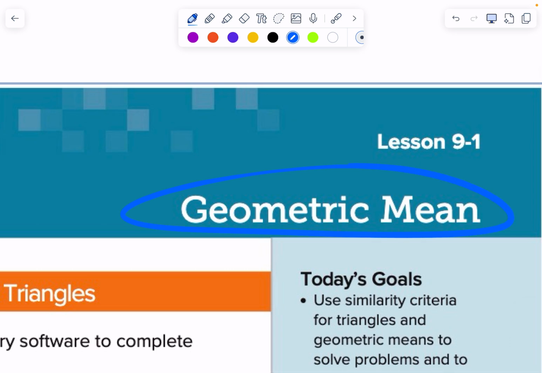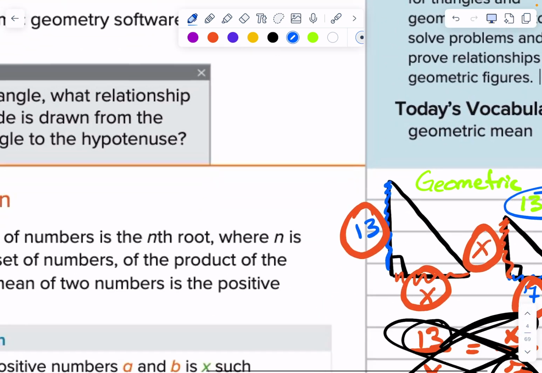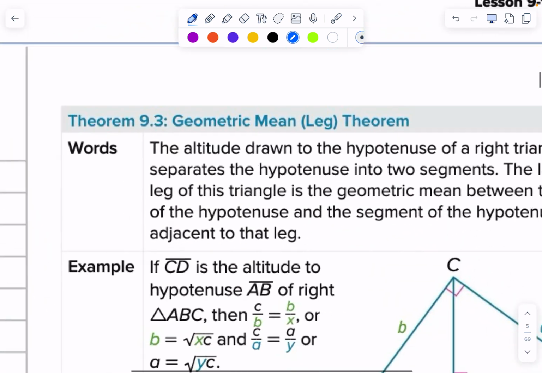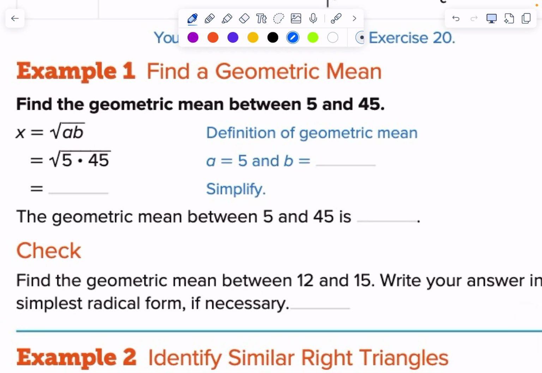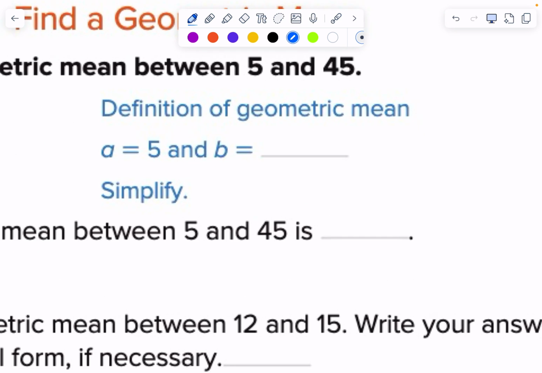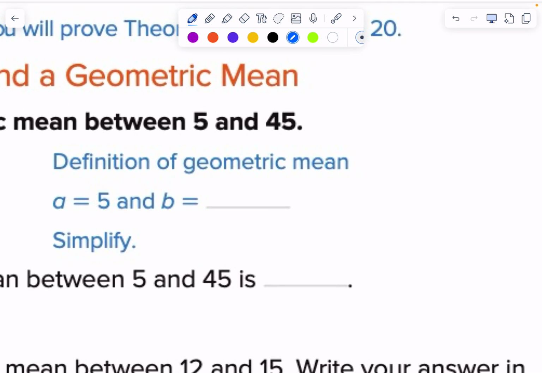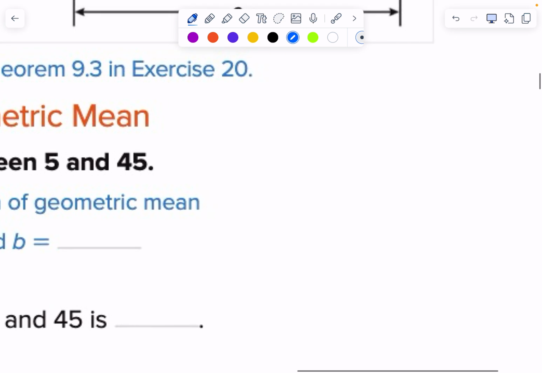Get regular mean out of your brain. Geometric mean. All right, now, here is why we do this. Go to example 1. We're finding the geometric mean of 5 and 45. Example 1, 8th period. Pay attention. Let's go. 5 and 45.